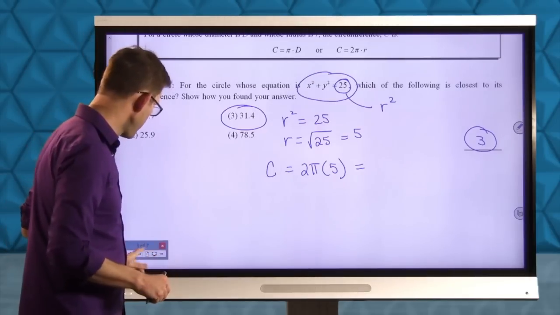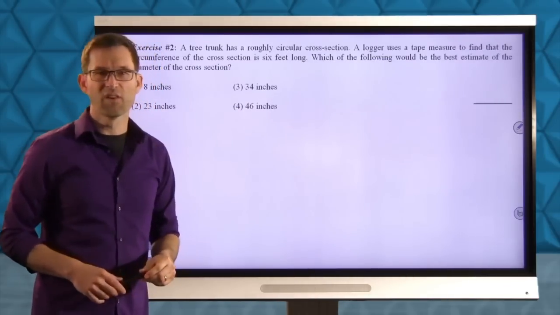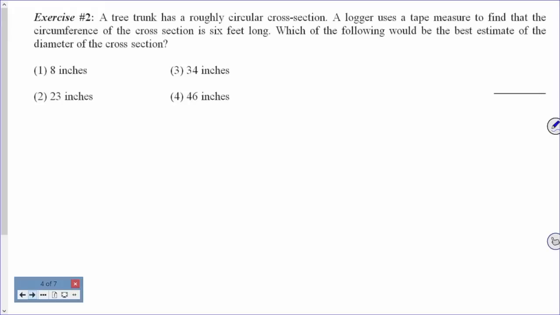All right, let's do it. Okay, let's take a look at exercise number 2. A tree trunk has a roughly circular cross-section. A logger uses a tape measure to find that the circumference of the cross-section is 6 feet long. Which of the following would be the best estimate of the diameter of the cross-section?